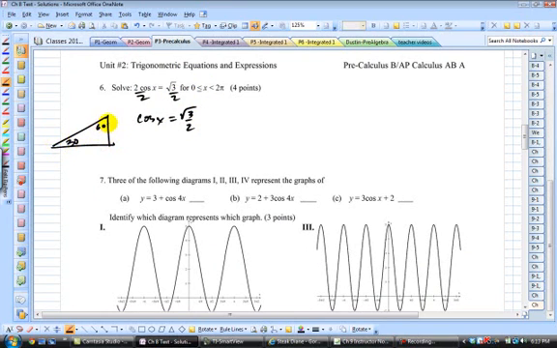I noticed that when I graded your test. The opposite of the 30-degree angle is the small side, so you have to put the 1 here. Hypotenuse is always 2. Opposite of 30 degrees is 1, the shortest side. Opposite of 60 degrees is root 3. Some of you mixed these up and got your values all wrong, and you got the problem wrong. So you have to be careful with that.